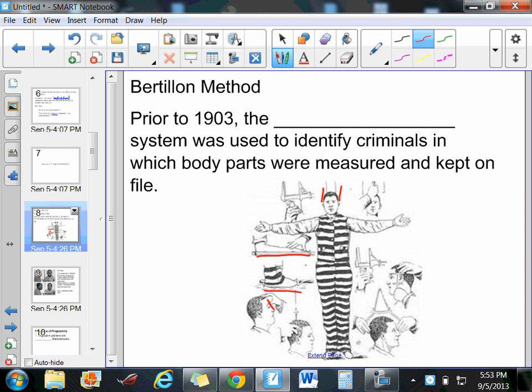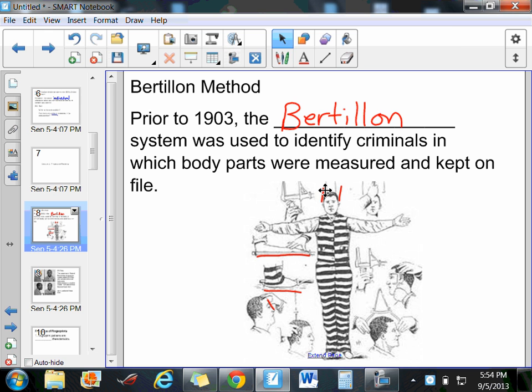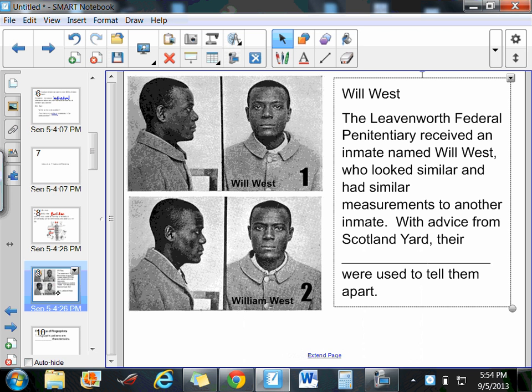So this was the first identification system. It was called the Bertillon method. This worked pretty well for a while for the criminals.